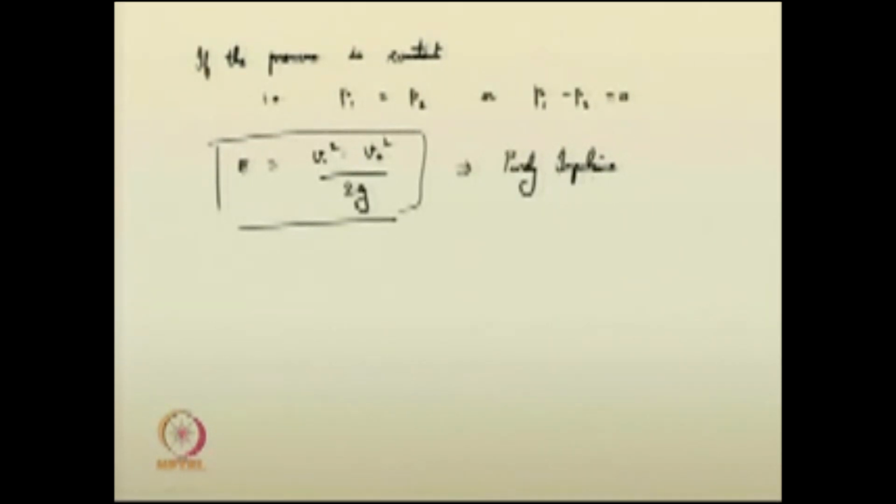What happens the other way around? If V 1 is equal to V 2, if there is no change in velocity of the liquid, in that case your E is nothing but equal to (P 1 minus P 2) by rho g.